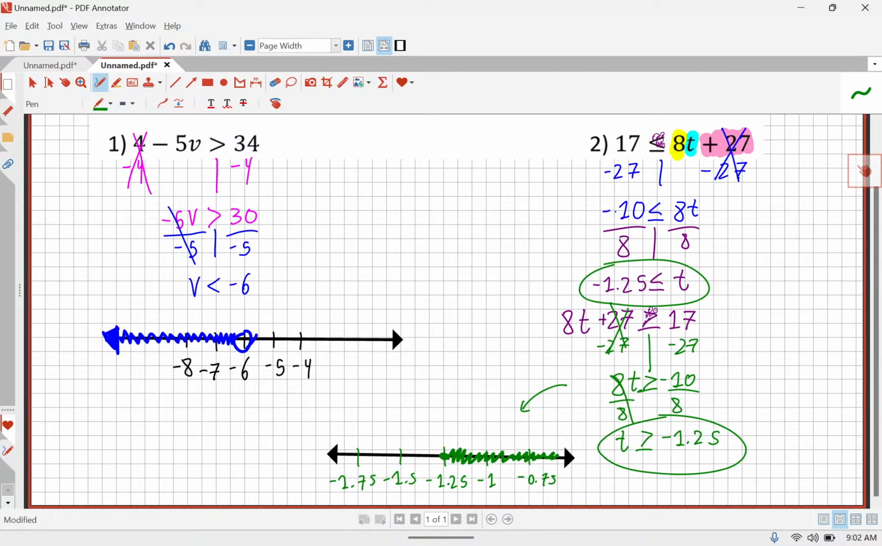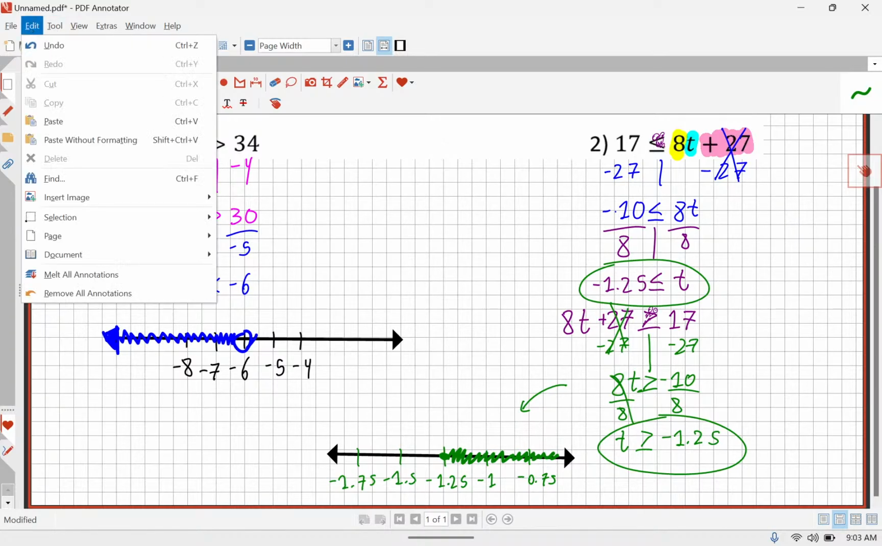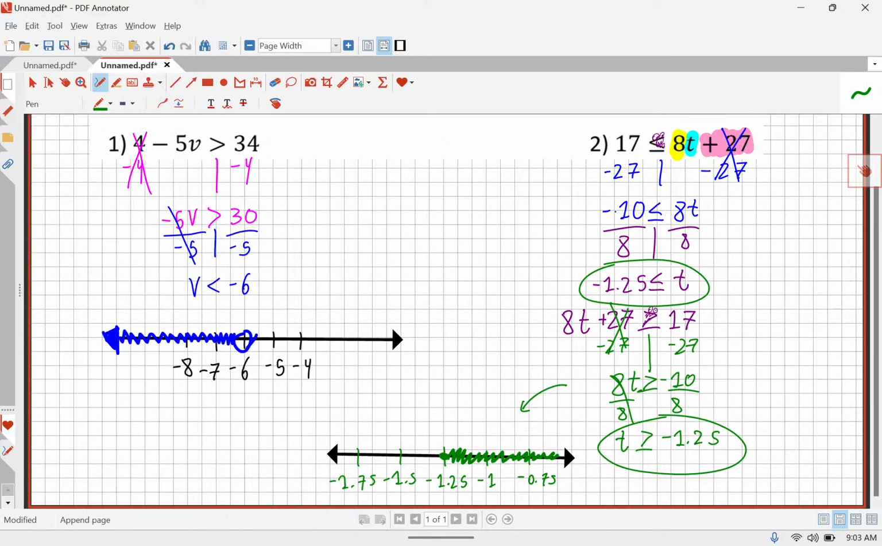Nathan, go for it. That's right. If it's a less than or equal to or a greater than or equal to, use a solid dot. If it's a less than or a greater than, use a hollow dot. Perfect. Then you just put a dot and don't shade anything.